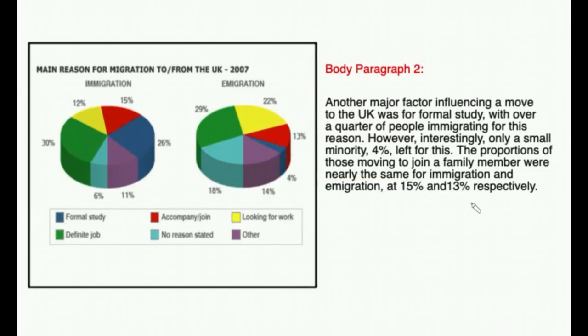It's worth just mentioning respectively because it's an important word and it does sometimes get people confused about how to use it. It means in the same order as the previous items mentioned. So as immigration is first and emigration is second, respectively, tells us that these words are in the same order as these numbers. So 15 refers to immigration and 13 refers to emigration.